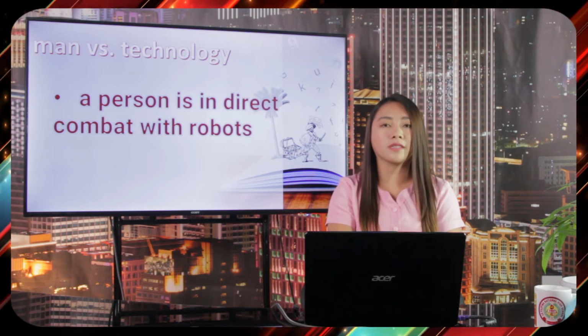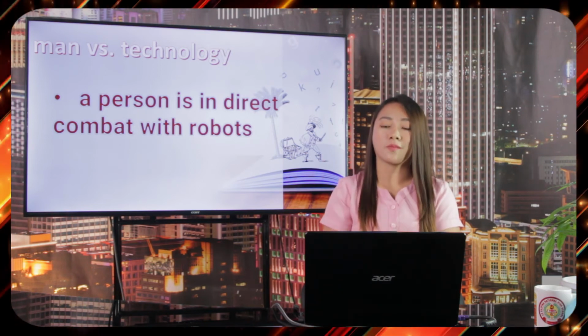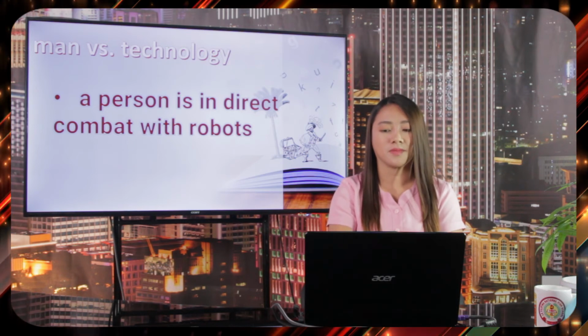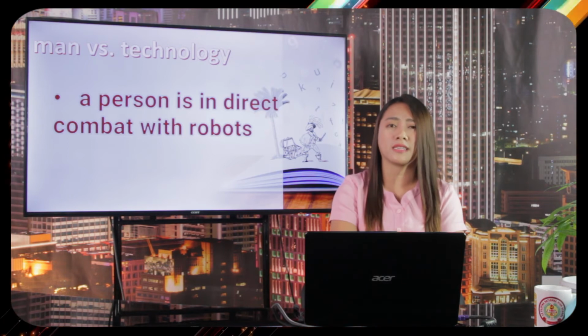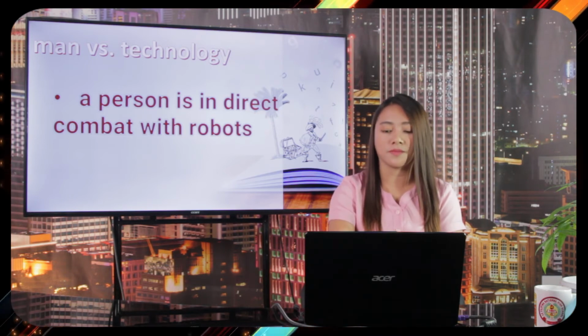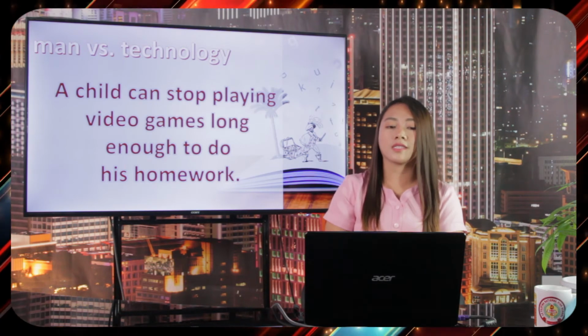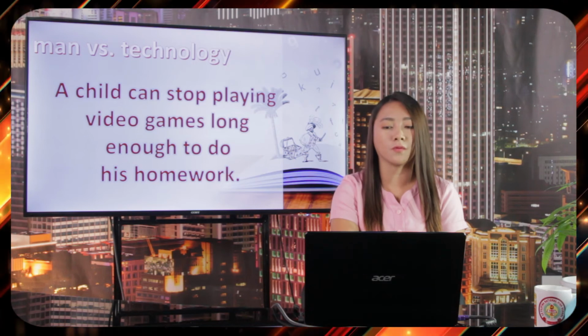However, if a person struggles to keep a job that a new machine can do better, the physical struggle is against the machine, but the emotional struggle is against the society that breeds the technology. We have here an example. A child can't stop playing video games long enough to do his homework.